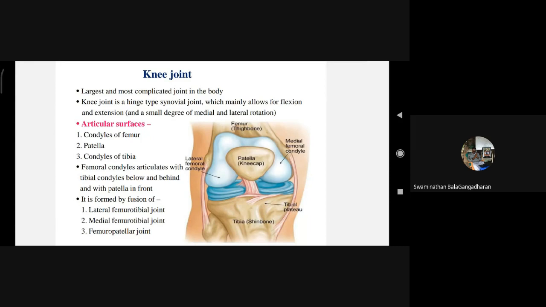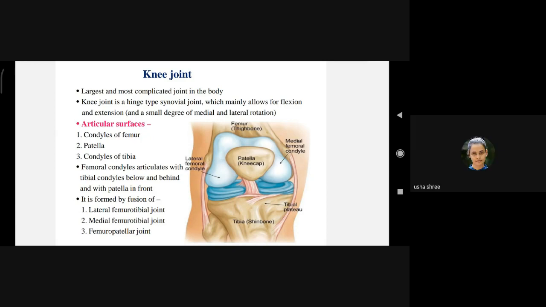It means the knee joint is a hinge type of synovial joint. We discussed earlier that synovial joints are of 6 types. Hinge joint is a type of synovial joint, and the knee joint is a type of hinge joint. Now please tell me another 2 examples of hinge joint. Elbow and knee. Elbow.